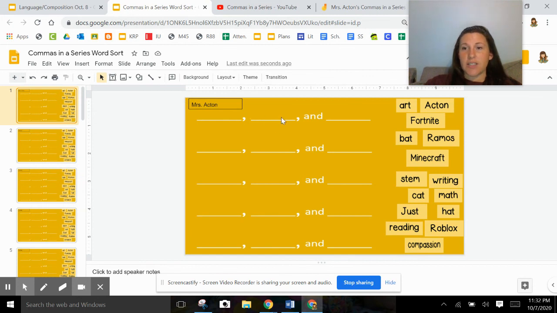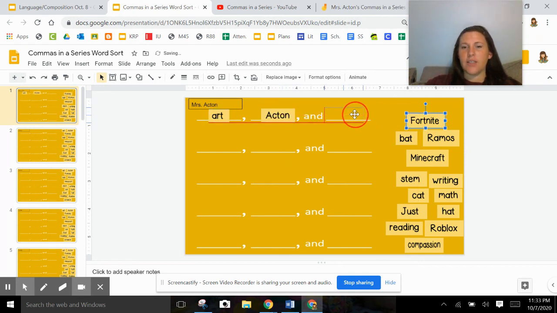So we have these spaces, and notice that it's the first word, second word, and third word. 1, comma, 2, comma, and 3. You see that? So there's a list of words up here, and there are 3 in each one, but they have to be related to each other. So you're not just going to grab, okay, Art, Acton, Fortnite. Art, Acton, and Fortnite are not related to each other. I mean, you could find a way that they're related, but they're not related in this task that you guys are doing in this Google slide. So don't put those together.